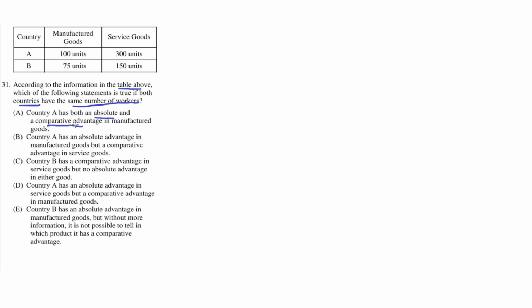But when it says that country A has a comparative advantage in manufactured goods, this is incorrect, because comparative advantage is the opportunity cost from producing one good over another. And if country A has a lower opportunity cost of producing manufactured goods than does country B, then it has a comparative advantage. So to calculate this, we'd simply do 300 units of service goods over 100 units of manufactured goods. This would give us 3 service goods, meaning that for every manufactured good produced, it costs country A 3 service goods.